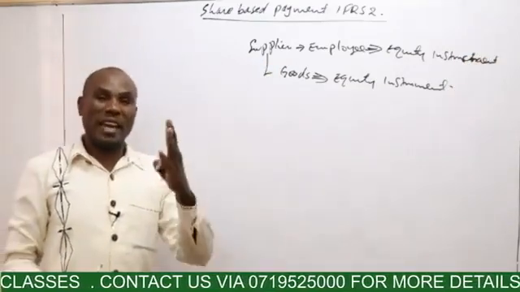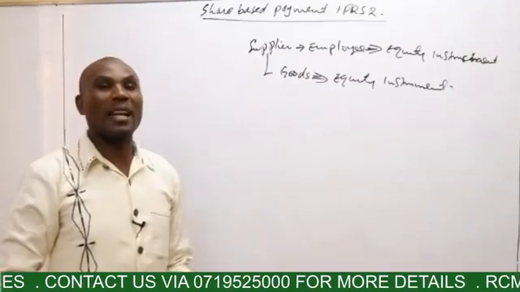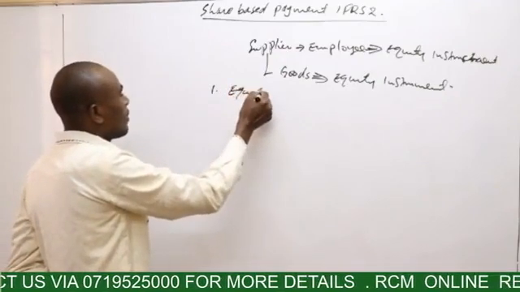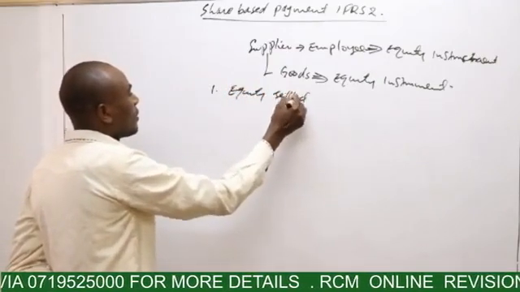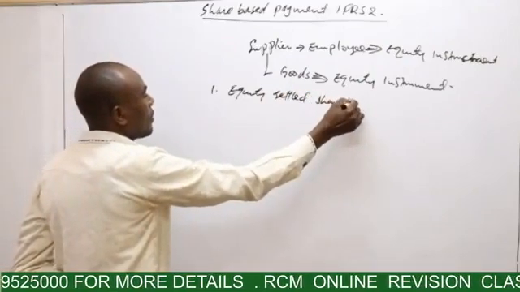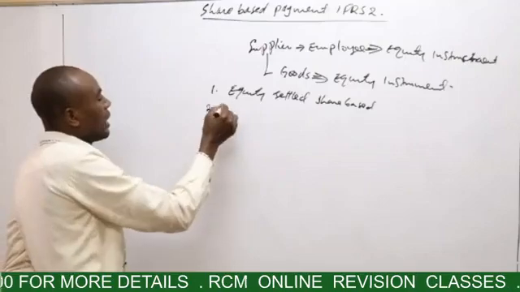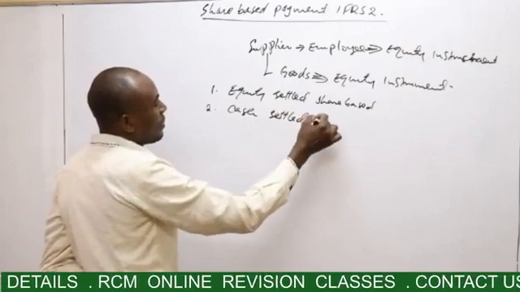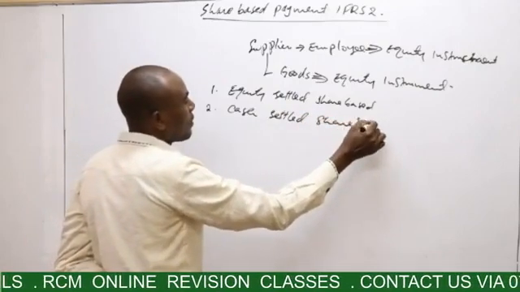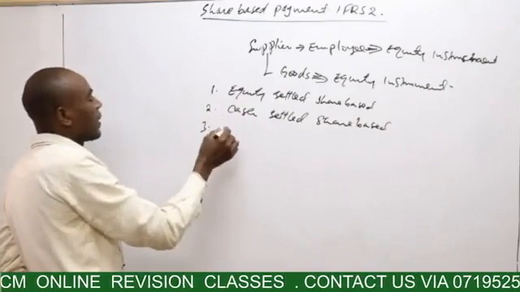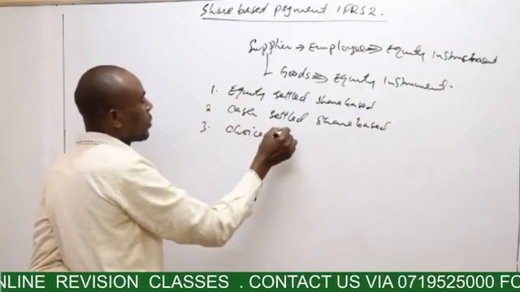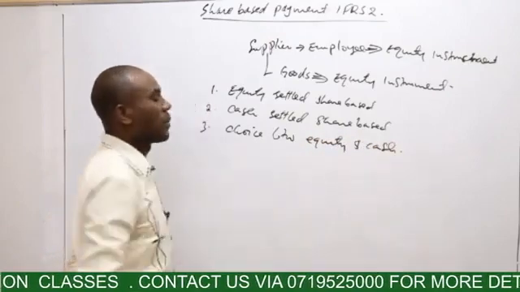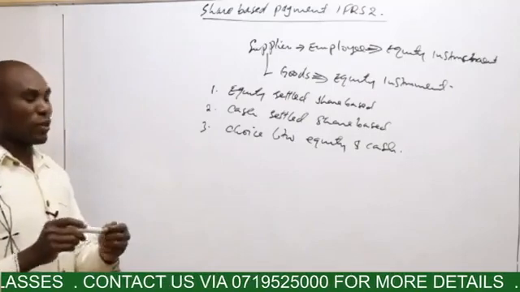Now, there are three types of share-based payment, good friends. Number one is equity settled share-based transaction. Number two is cash settled share-based payment. Then number three is choice between equity and cash. Those are the three types of share-based payment.